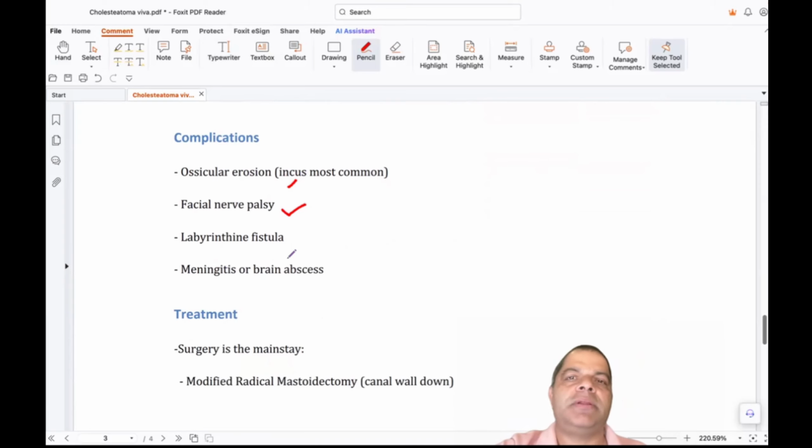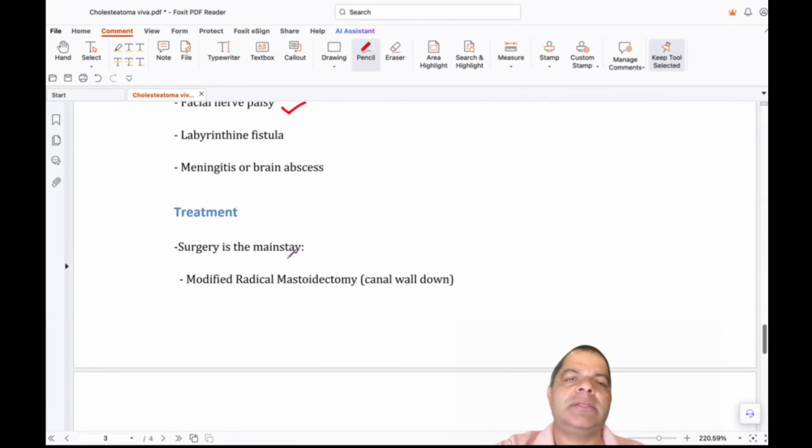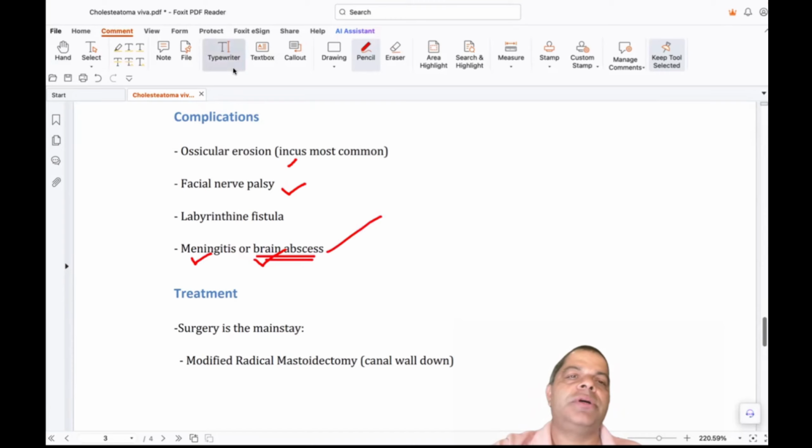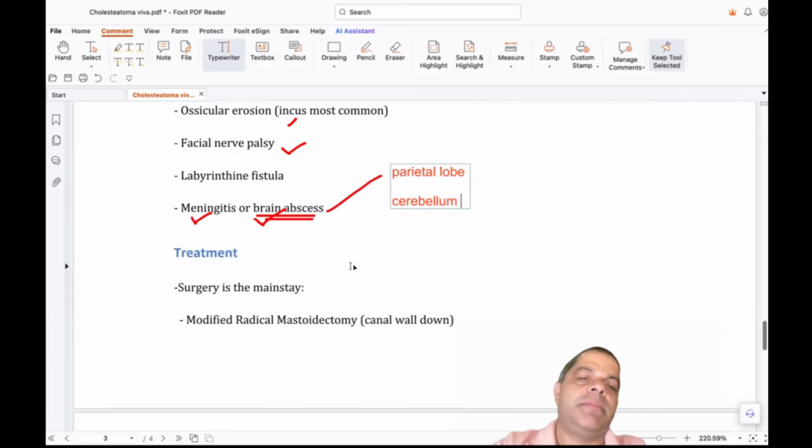Some patients develop labyrinthine fistula. Among intracranial complications, meningitis and brain abscess are common. Some may examine and say extradural abscess, but you have to come with these two, meningitis and brain abscess. For brain abscess, you have to give the two sites: temporal lobe in adults and mostly cerebellum in children. These two areas are the commonest sites of brain abscess.